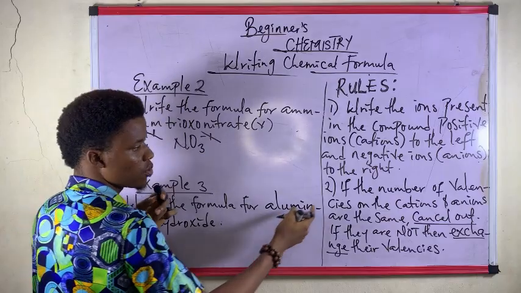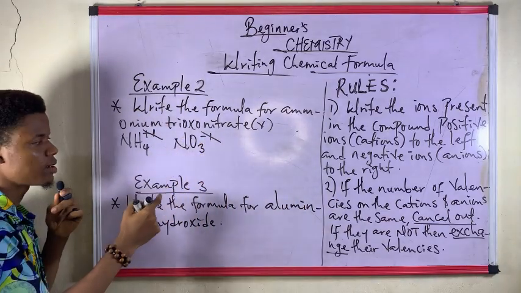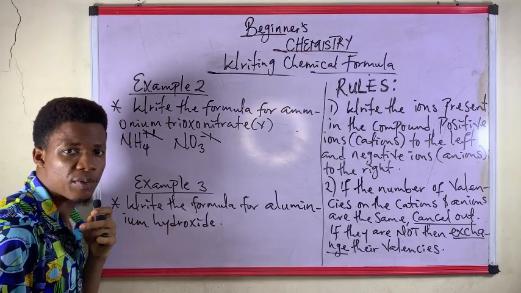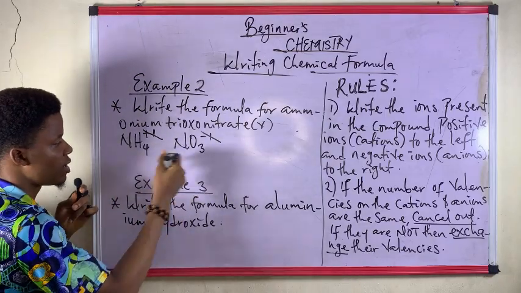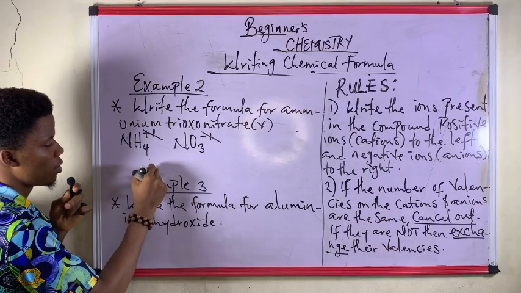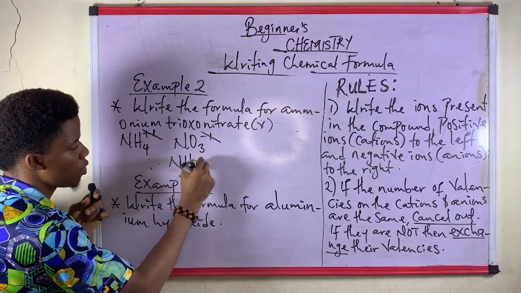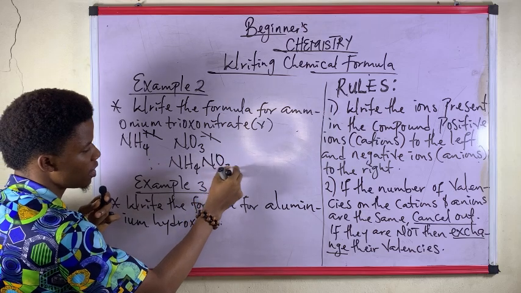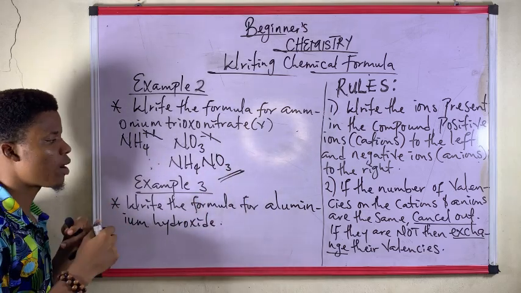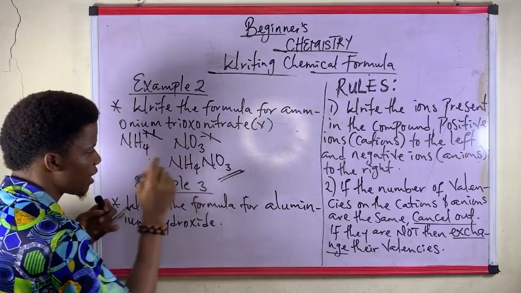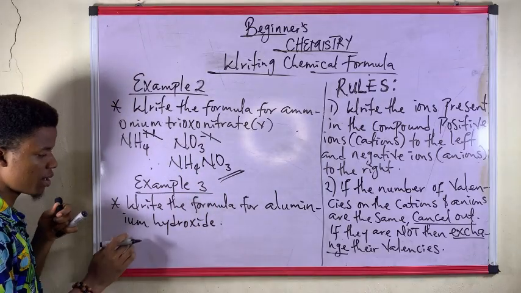All right. So the number here is 1, and here is also 1. Irrespective of the sign, we are not looking at the sign, just the number. So number 1 cancels out 1. Therefore, the formula becomes NH4NO3. This is the formula for ammonium trioxonitrate 5. This is it. All right. Then we also have example 3.